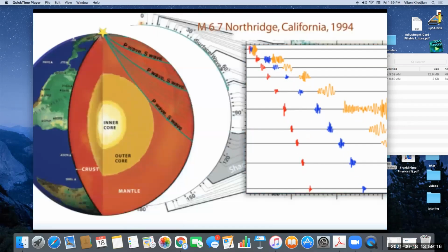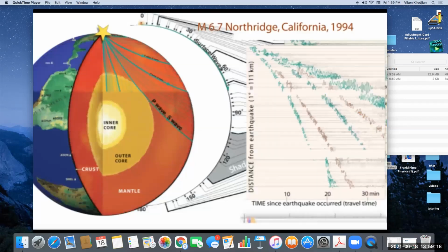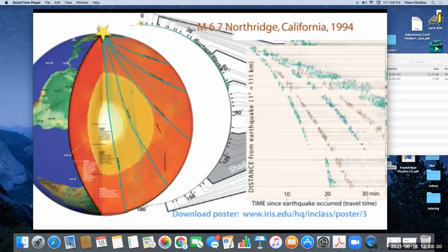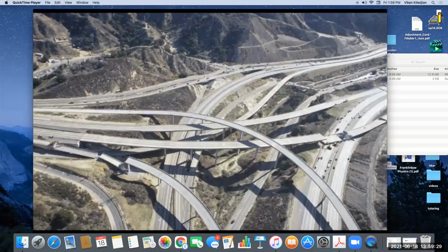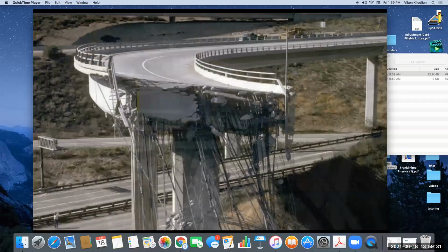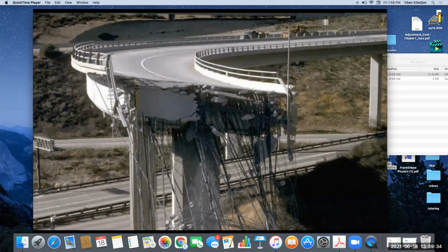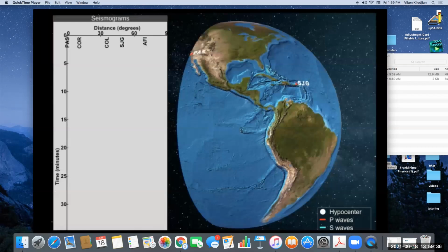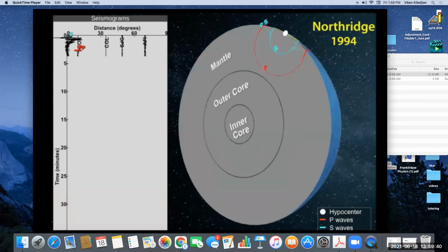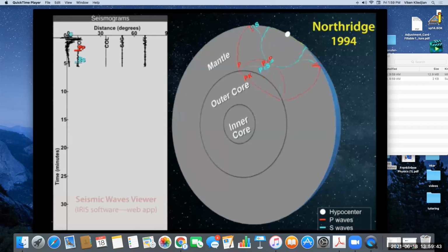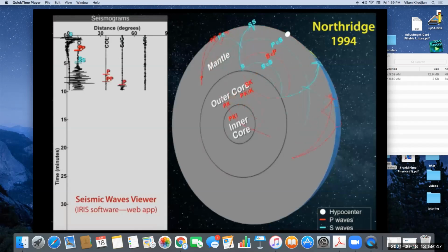This IRIS poster of the 1994 Northridge, California earthquake reveals more of the complexity beyond just P, S, and surface waves. That earthquake killed 51 people, caused over $20 billion in damage, and raised the Santa Susana Mountains north of Los Angeles by 70 centimeters, or 28 inches. It also created seismic waves that ricocheted throughout the Earth's interior and were recorded at geophysical observatories around the world. The paths of some of those seismic waves and the ground motion that they caused are shown on the globe.